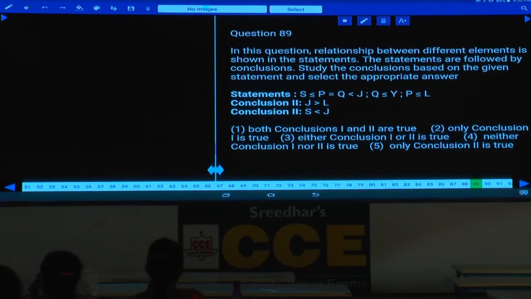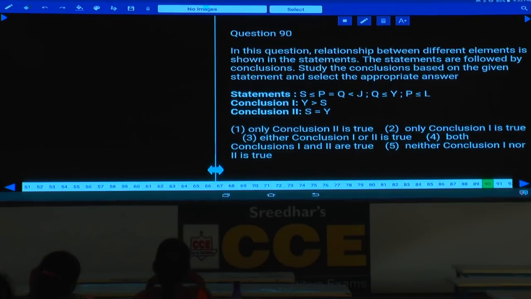Then 89. Now the relation between J and L. Now P is here, P lesser than or equals to L, isn't it? Then P and J, what is the relation here? P lesser than J and P lesser than or equals to L, that is L greater than or equals to P. Now the relation between L and J, 1 greater than, 1 lesser than, two opposite symbols, so no relation. And the next one between S and J, lesser than or equals to, lesser than, S lesser than J, definitely true. And so only the second conclusion follows, only second one, that is choice 5.